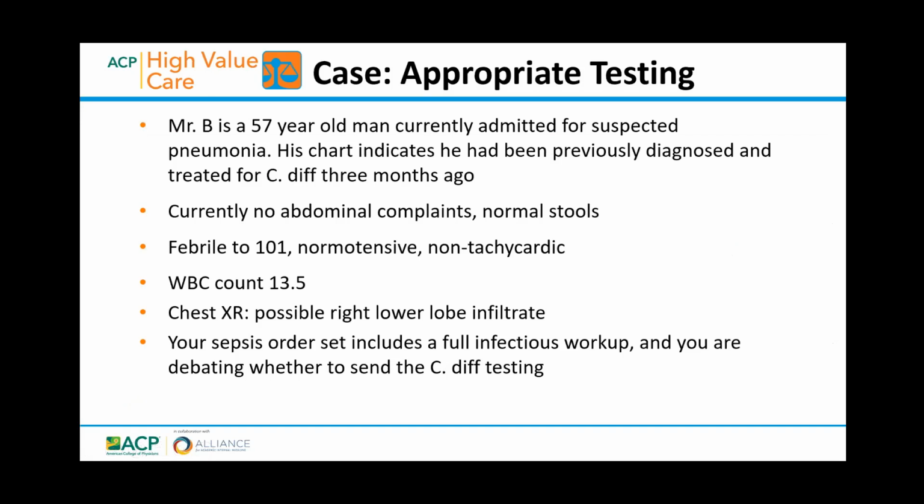Okay, so we'll talk a little bit about a case. Mr. B is a 57-year-old man currently admitted for suspected pneumonia. His chart indicates he had been previously diagnosed and treated for C. diff 3 months ago. Currently, he has no abdominal complaints, normal stools, febrile to 101, normotensive, non-tachycardic. His white blood cell count is 13.5. X-ray shows a right lower lobe infiltrate, and your sepsis order set includes a full infectious workup, and you are debating whether to send C. diff testing.